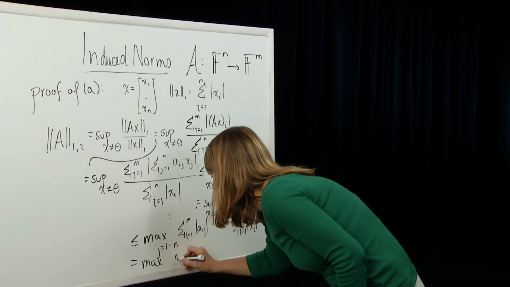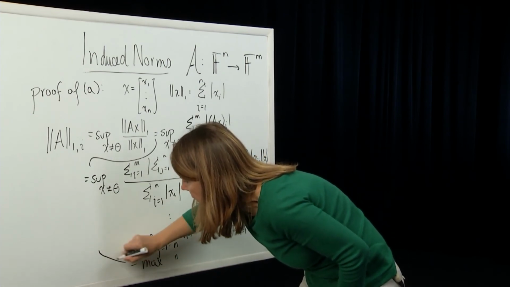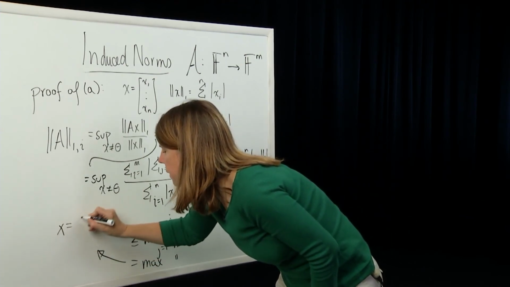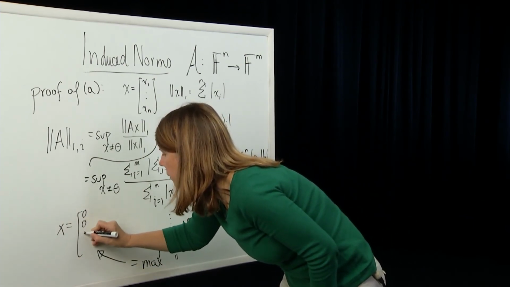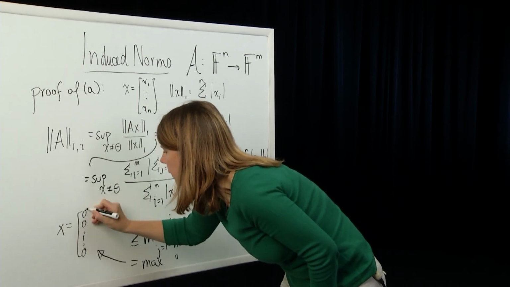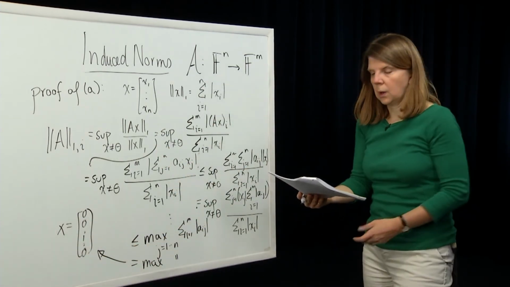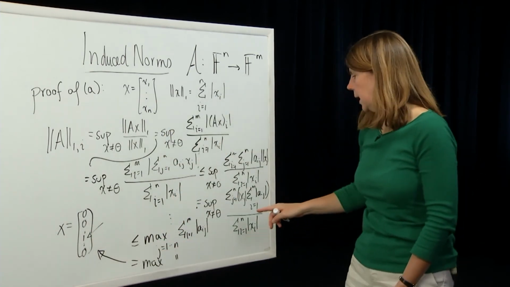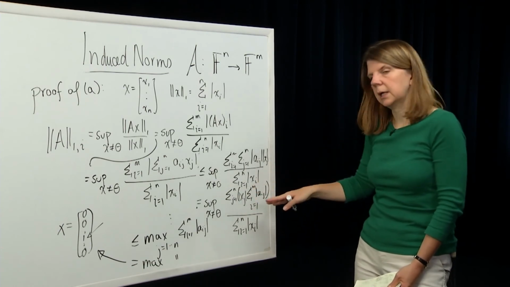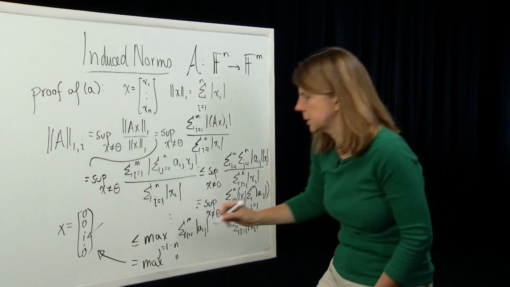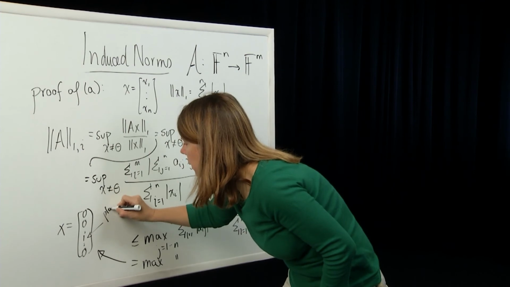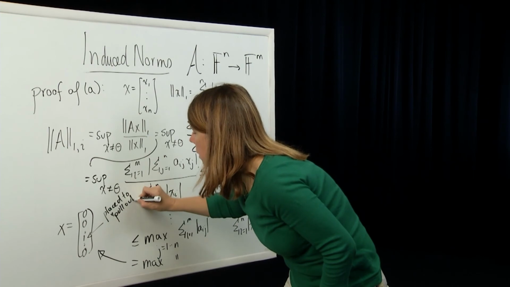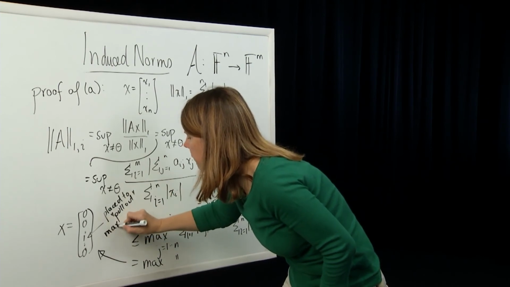So I'm just going to say it's equal to the max if the x that I chose in the supremum is a vector which is all zeros except a 1 in the row where 1 picks out the max column sum. So this 1 here is placed so that when you perform this multiplication, you're pulling out the max column sum.